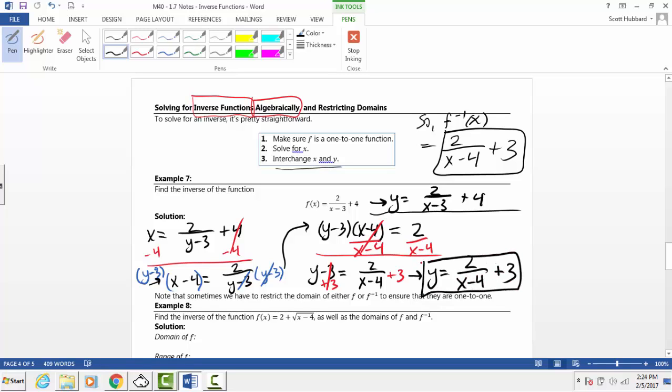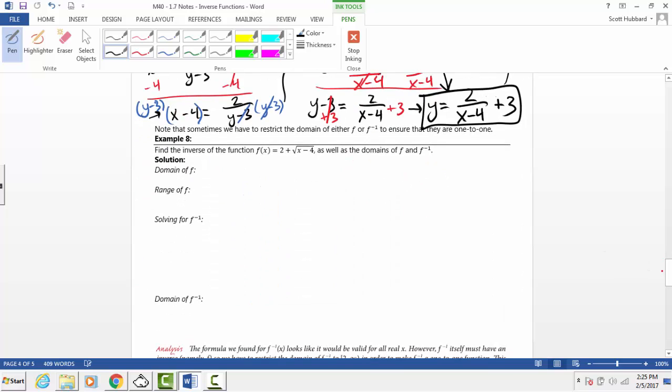So either way, I don't really care. If you want to swap x and y at the first step, just remember that you then try to solve for y. Or if you want to do it the other way, solve for x and then swap y and x, no problem. Either way, you're going to get the same answer every time. Okay.